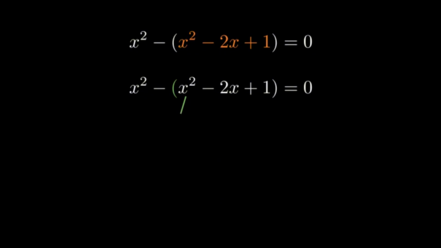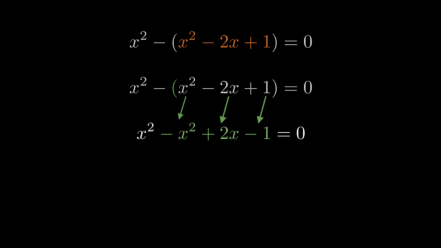Let's apply the distributive property to each term. When multiplying by negative 1, positive terms become negative, and negative terms become positive, essentially reversing the sign of each term. For the first term, x squared becomes negative x squared because positive times negative equals negative. For the second term, negative 2x becomes positive 2x because negative times negative equals positive. This sign reversal is crucial to get the correct answer. And for the third term, positive 1 becomes negative 1 because positive times negative equals negative.